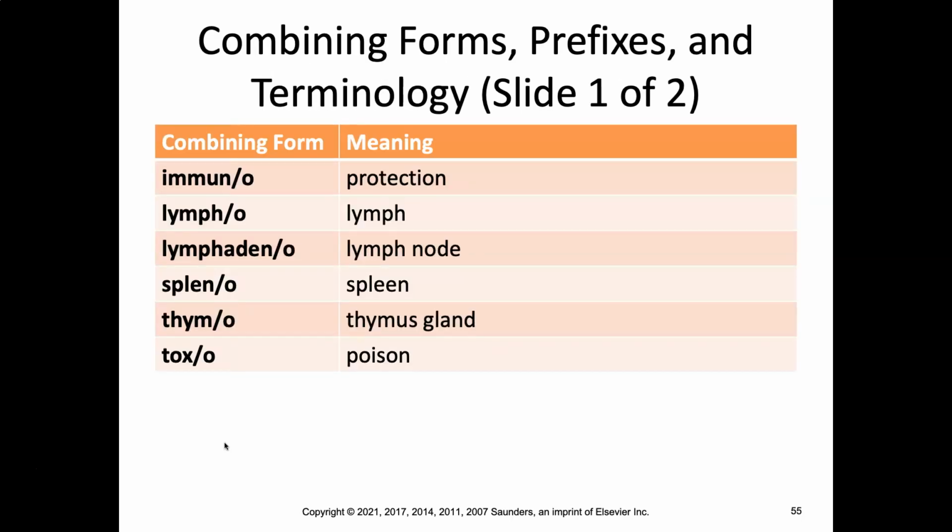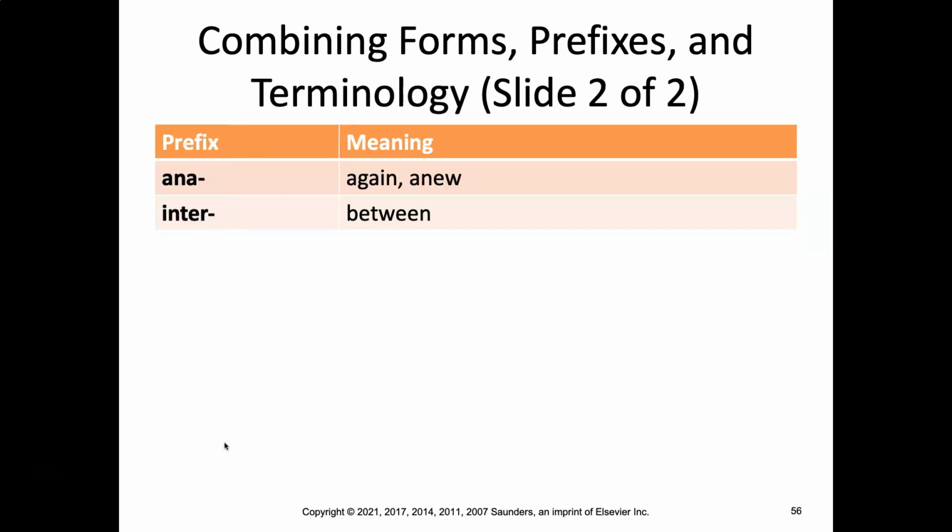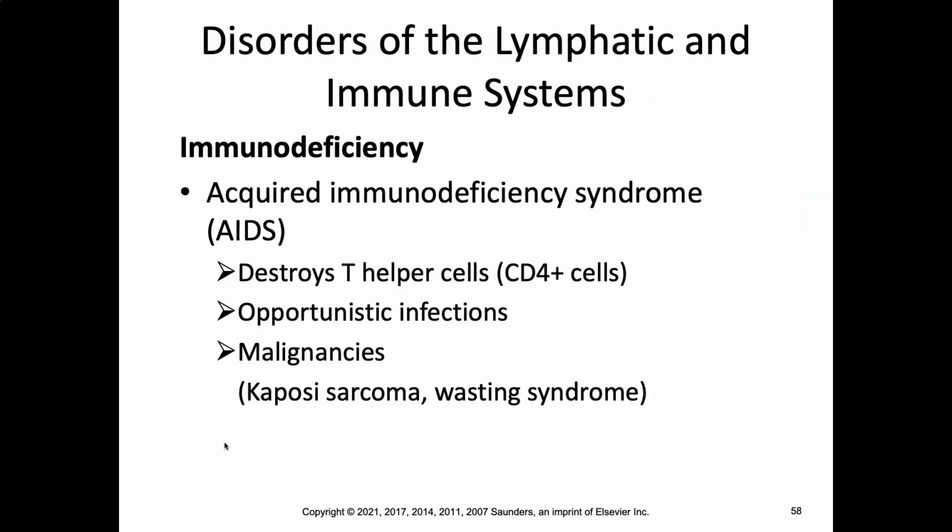Now we're back to our combining forms. That combining root plus a combining vowel equals a combining form. Notice the difference between lymph and lymph node. That's a tough one there. Make sure that you're aware of that. A couple of prefixes. And now we're on to disorders.